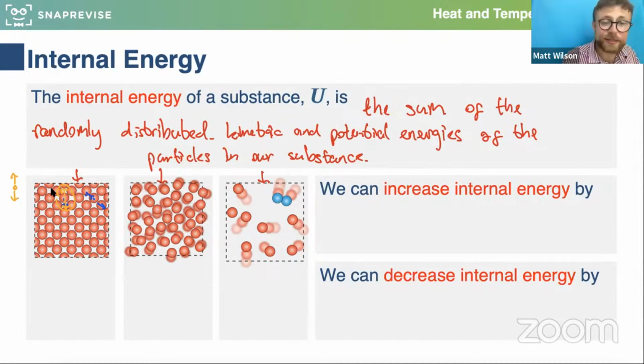That's how fast it's moving. It has a potential energy. That's about how strongly attracted it is to all the other particles. And this is going to be randomly distributed. This is a big, messy system. You can see this more in maybe the latter two cases. Particles are jumbled around in random places. Some are going to be moving faster than others. Some are going to be closer together than others. So that's why the kinetic energies and potential energies are randomly distributed.